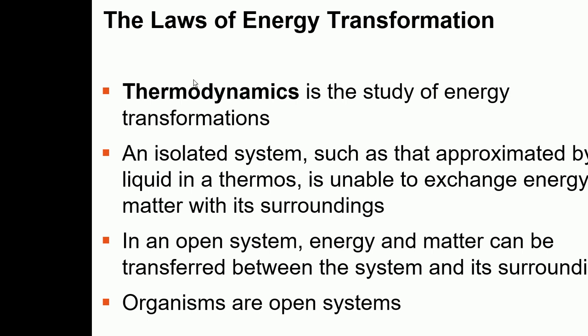Before that, there are two terms we need to know. One is an isolated system, another is an open system. An open system is a system in which energy and matter can be transferred between the system and its surroundings. And a closed system is a system in which there is no exchange of energy and matter with the surroundings. Now, organisms, all the cells we can talk about, they are open systems.